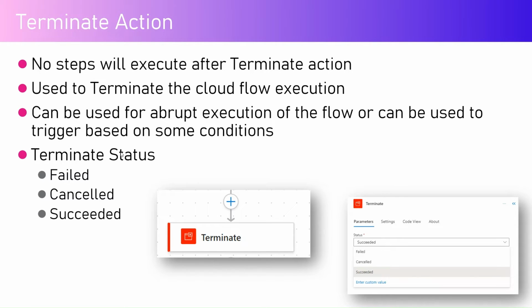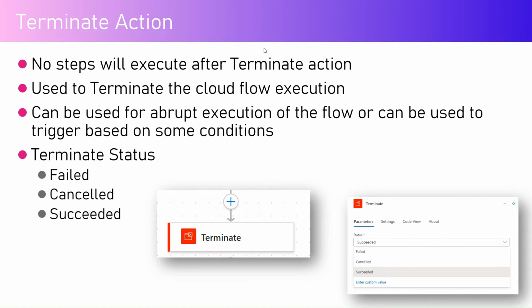The terminate statuses you get out of the box are Failed, Cancelled, and Succeeded, as you see over here. Now, the purpose of the terminate action is, let's assume you are running a big loop and you want to terminate the flow on some conditions. If you're iterating through, say, 1,000 items, and based on your condition you don't want to execute the workflow, then you can terminate midway based on some condition or some direct trigger.